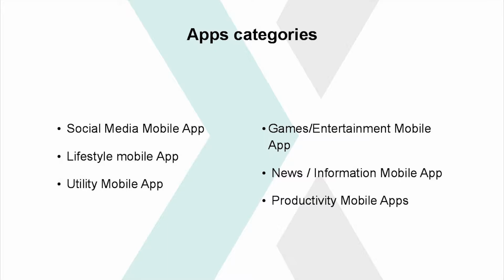And the next one is news and information mobile apps, for example, the New York Times application. To be, let's say, up to date, we need push notifications and some kind of view of the application, and that's it.